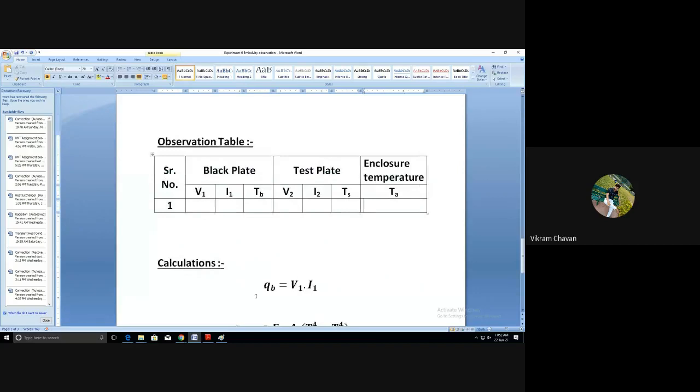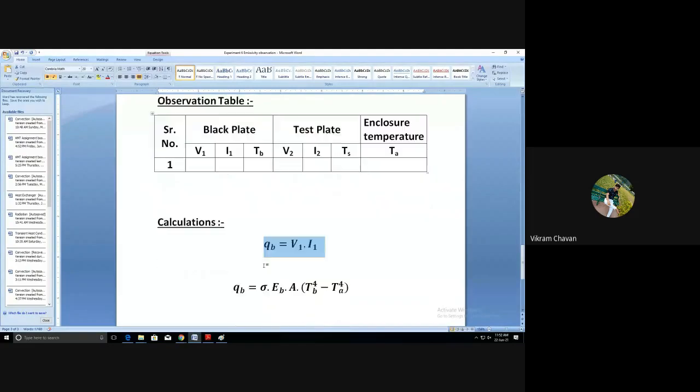Okay, so for calculation purpose, first of all, the heat supply we have to calculate. Heat input to the black plate will be calculated as the voltage input for heater 1, or the black plate heater, multiplied by the current input to that particular black plate heater. And once you calculate Q suffix B, okay, then you can use the Stefan-Boltzmann law, that is nothing but the heat transfer rate per unit area is directly proportional to the temperature difference between the surface and the surrounding. Okay, or we can say that in case of radiation, the radiation energy emitted by the surface per unit area is directly proportional to the absolute temperature of that particular body.